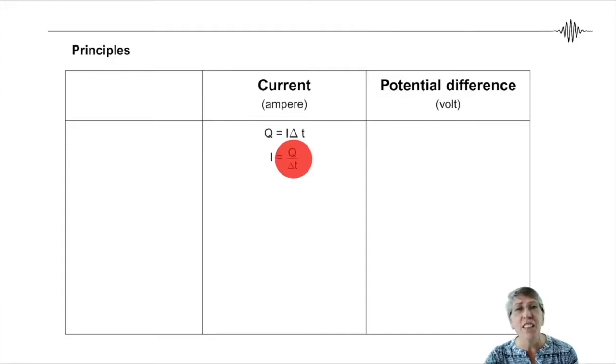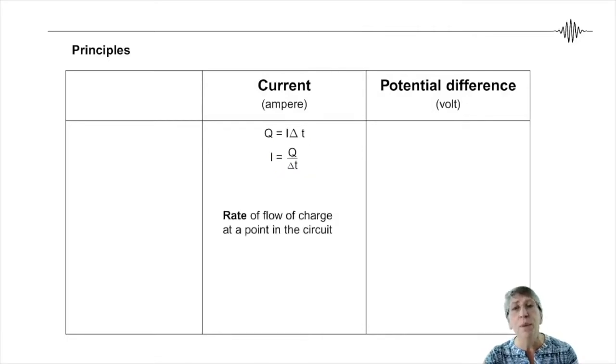So this is actually telling you that current is the amount of charge in Coulomb that is traveling through a point in 1 second. And when we are talking about per second, we're talking about rate. So it is the rate of flow of charge at a point in the circuit. If I have a reading of 3 ampere on my ammeter, that means 3 coulomb of charge is traveling past that point in 1 second.